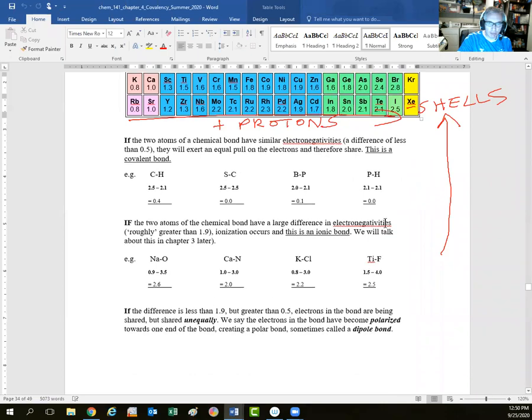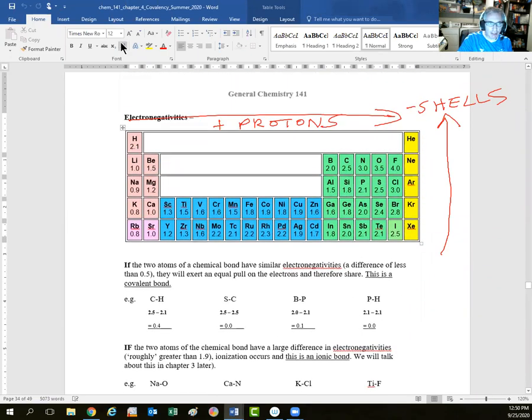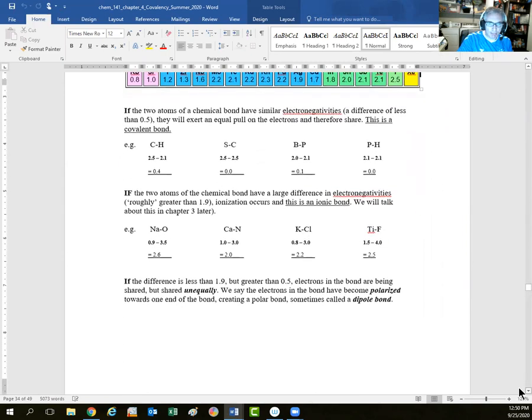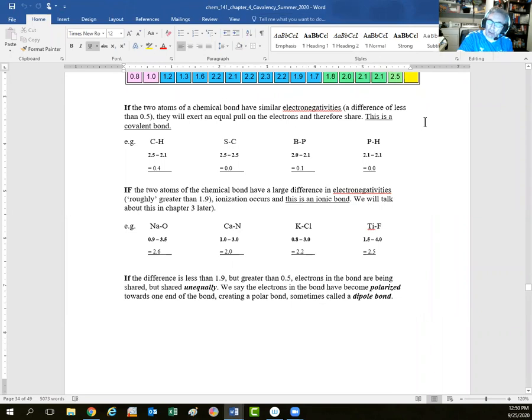So we take a look at some examples. You'd always be given a table of electronegativities in an exam. And as we compare atoms which are chemically bonded to each other and compare the difference in electronegativities, the covalent bonds that we've been talking about give us differences in electronegativities which are less than 0.5. Carbon to hydrogen, 2.5 for carbon, 2.1 for hydrogen, so a difference of just 0.4. Sulfur to carbon, 2.5 to 2.5, so a difference of 0.